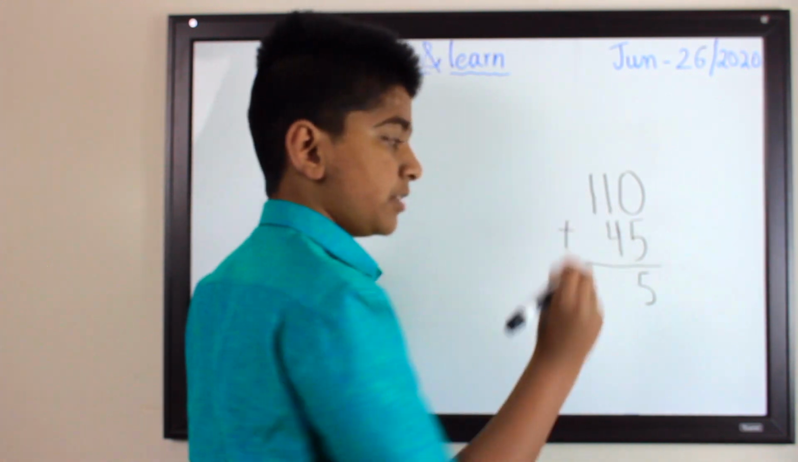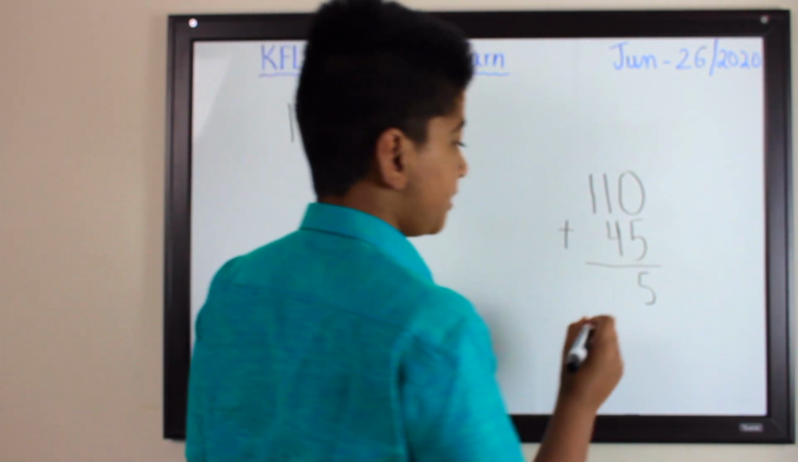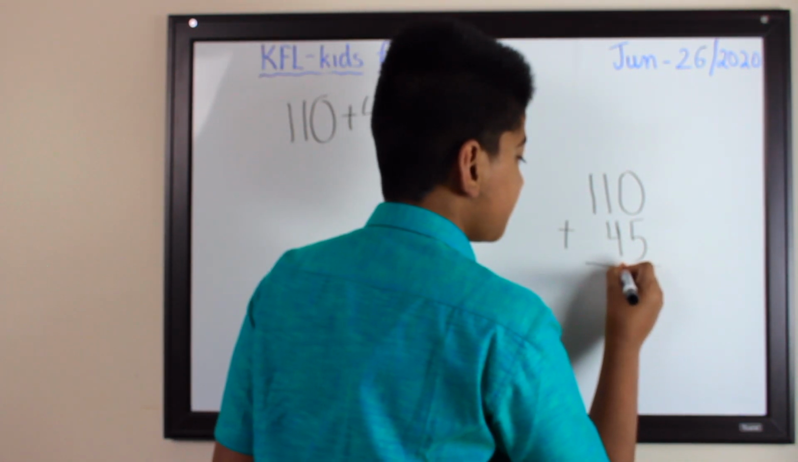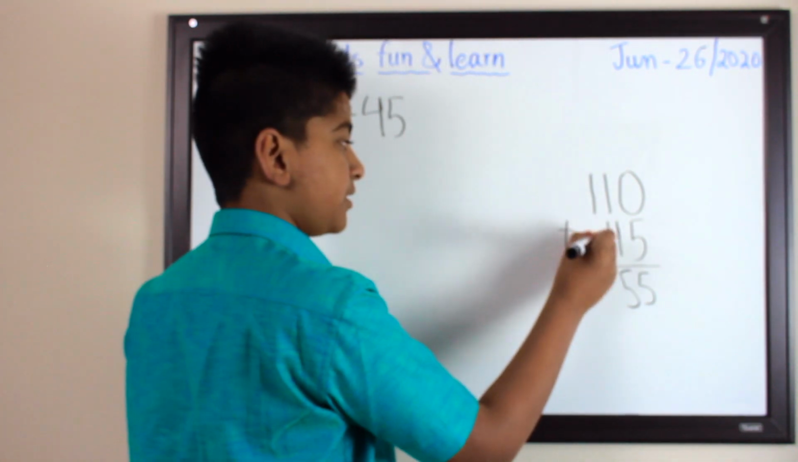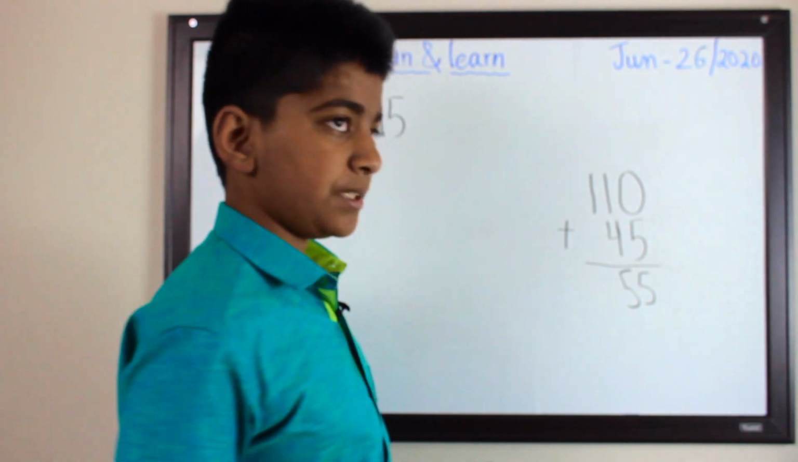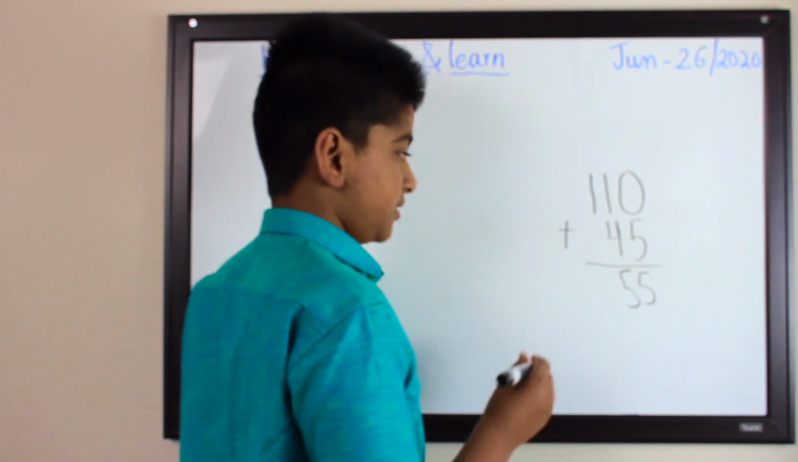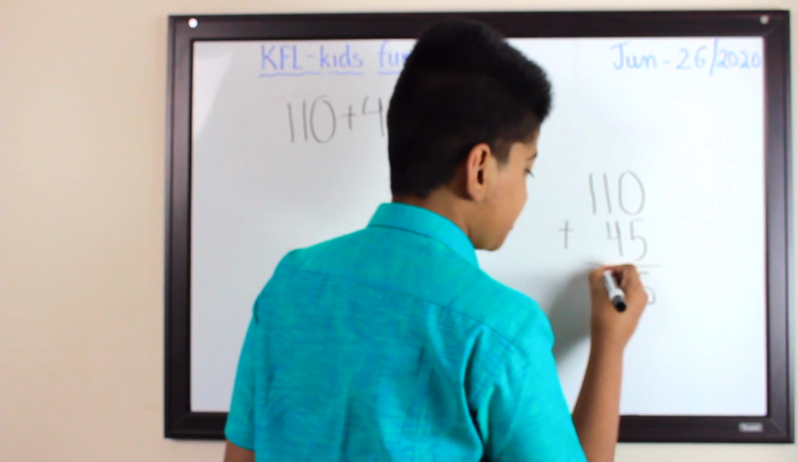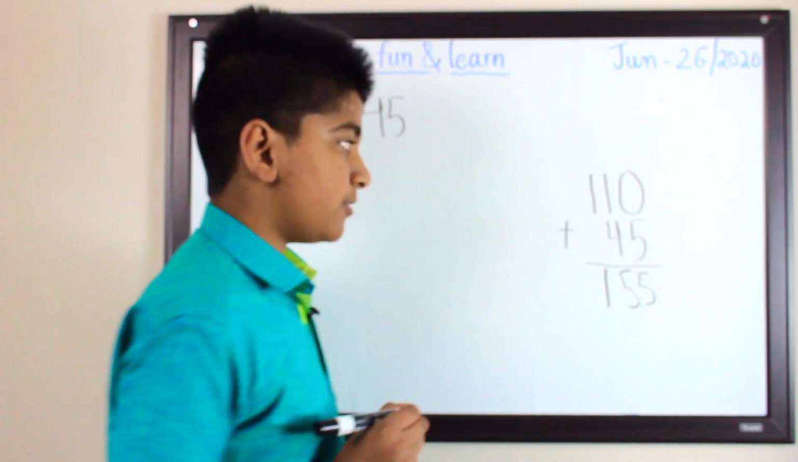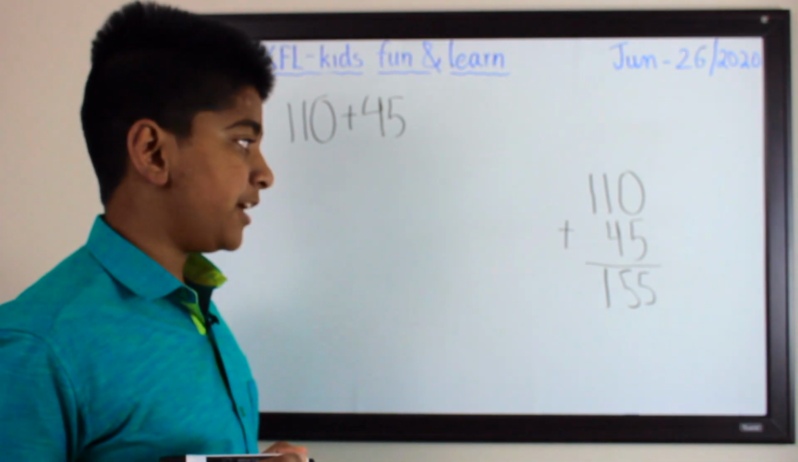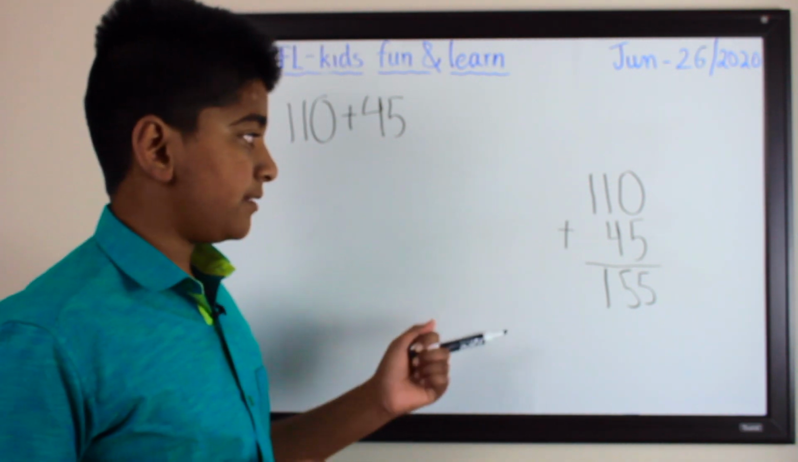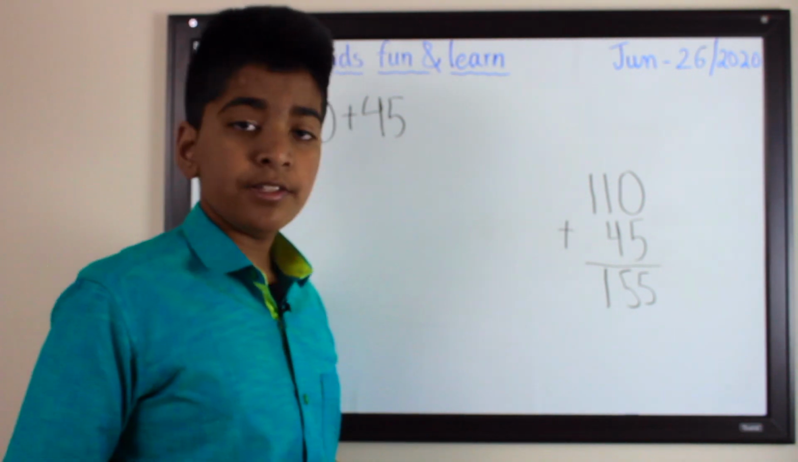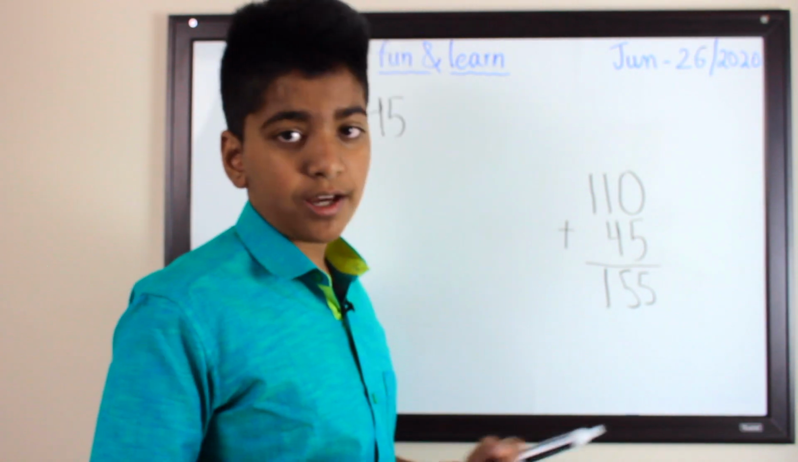What is 1 plus 4? 1 plus 4 is 5. And what's 1 plus nothing? So what's a 0? What's 1 plus 0? And we know that's just itself. So put a 1 down. So, we already added a 3-digit number to a 2-digit number. So 110 plus 45 equals 155.